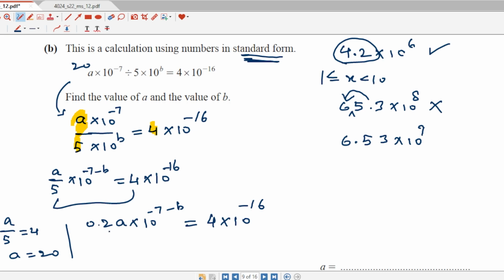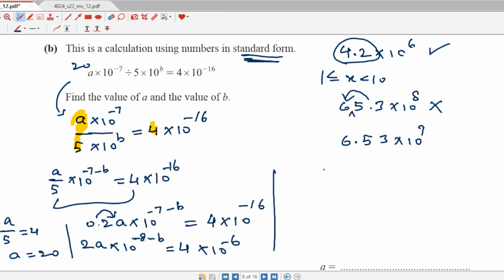So we need to adjust the decimal place so that we can obtain the value of a as a one digit number, so that these numbers can be converted into standard form. I can move this decimal place towards the right. This will become 2a multiplied by 10 power minus 7 minus b minus 1. Because this number is increased, the power should be decreased. Minus 7 minus 1 is minus 8, so 2a multiplied by 10 power minus 8 minus b equals 4 multiplied by 10 power minus 16.